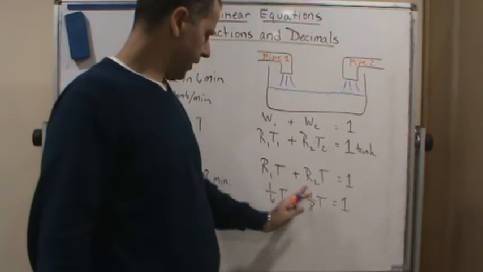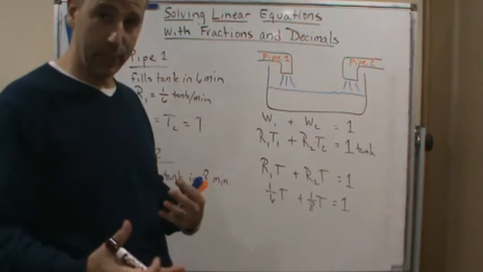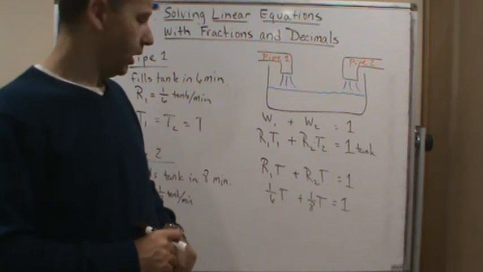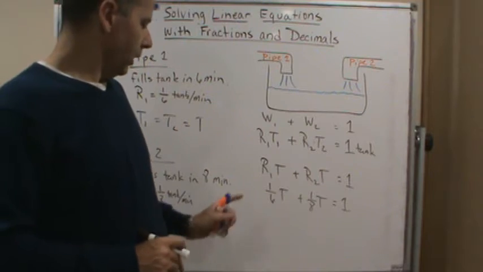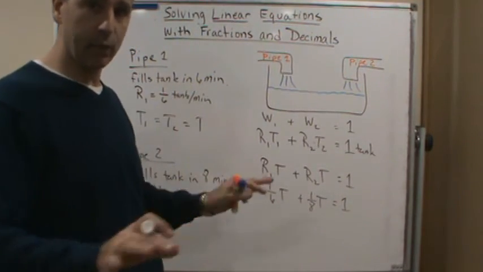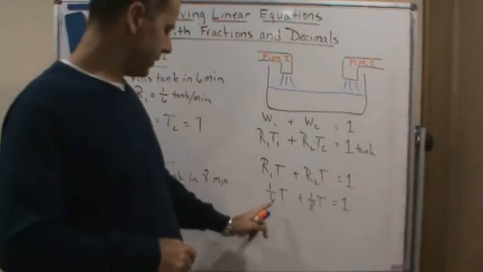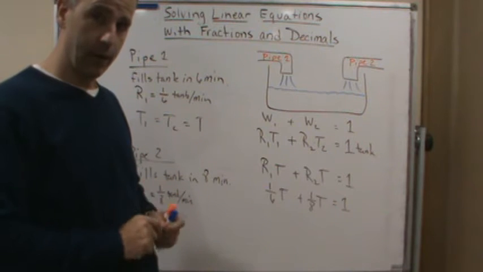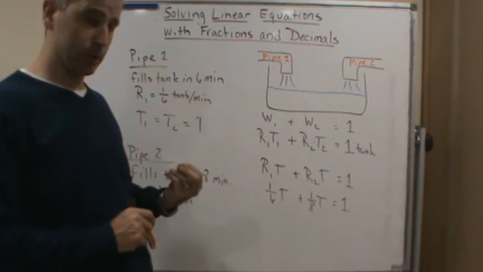Then add the fractions and go on, right? I can get a common denominator and add the fractions. But let's do it a different way. Let's multiply through by the least common multiple, to get rid of the fractions. So what's the least common multiple of 6 and 8? The smallest number that is a multiple of 6 and a multiple of 8.